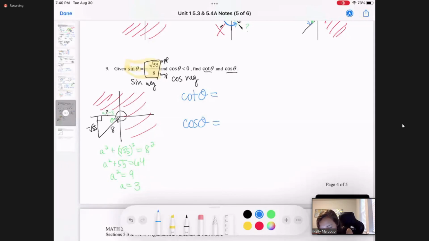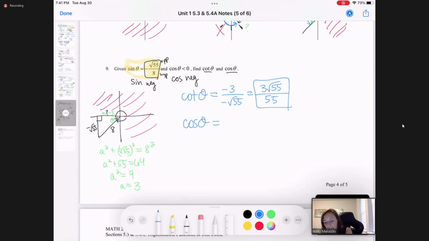Cotangent is adjacent over hypotenuse. So that's going to be adjacent, negative 3, over hypotenuse, 8. Right? So I get, oh no, that's wrong. It's adjacent over opposite. What am I saying? Okay, don't listen to me. It's obviously close to bedtime, right? Okay, negative 3 over negative square root of 55. So the negatives cancel each other out and we rationalize. So 3 square root of 55 over 55. That's our final answer there.